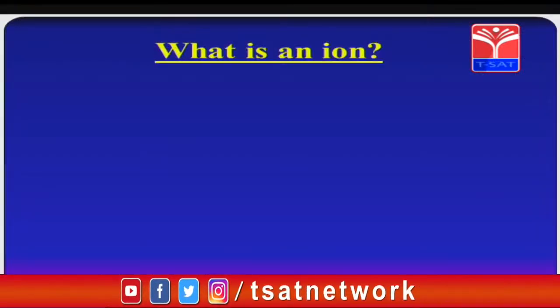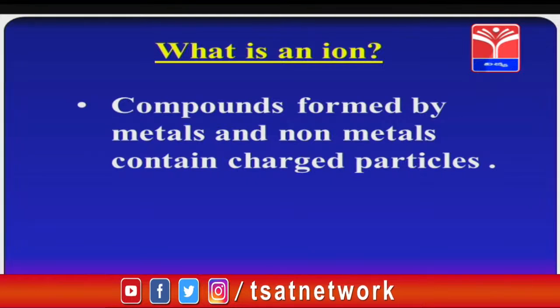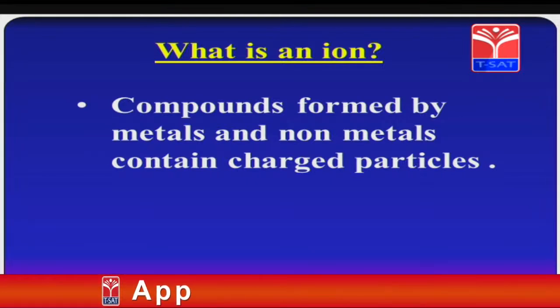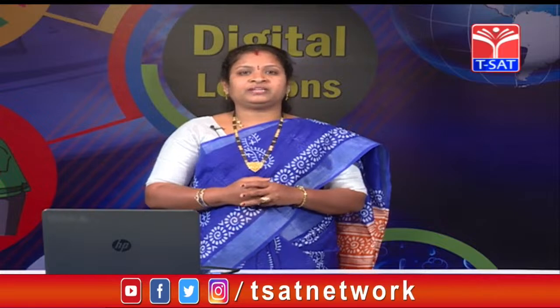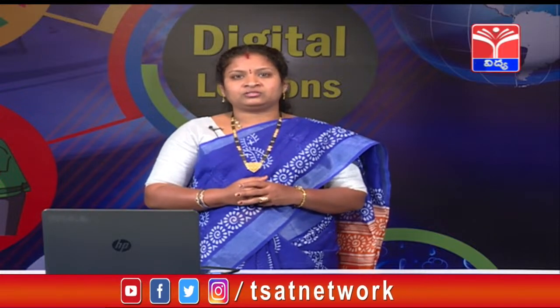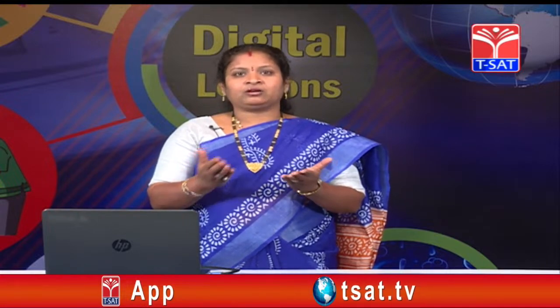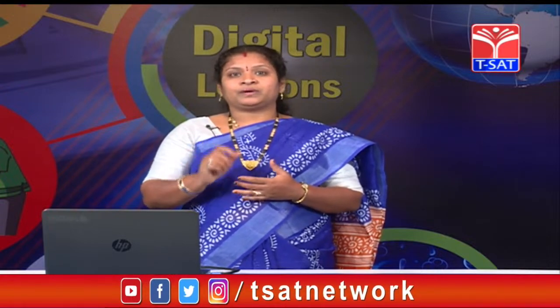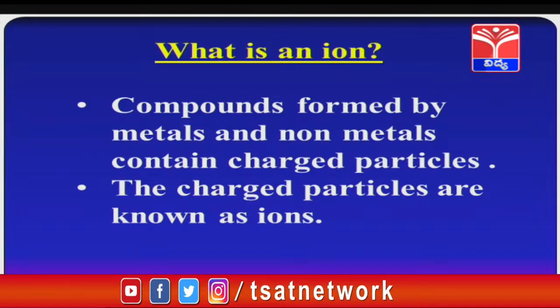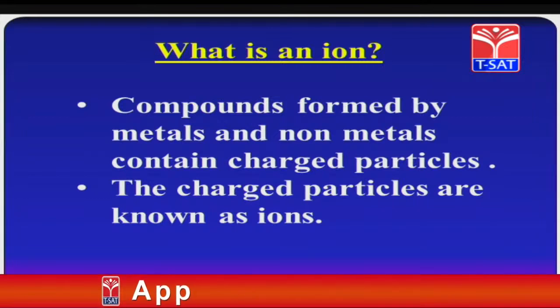Children, what is an ion? The compounds formed by metals and non-metals contain charged particles. Metals lose electrons to form positively charged ions, and as they are losing electrons, there should be somebody else to take the electrons. Who is taking them? Non-metals. Non-metals take the electrons and acquire a negative charge. Then a positively charged metal ion and a negatively charged non-metal ion combine together to form a salt molecule or a compound. So, children, the charged particles are known as ions.